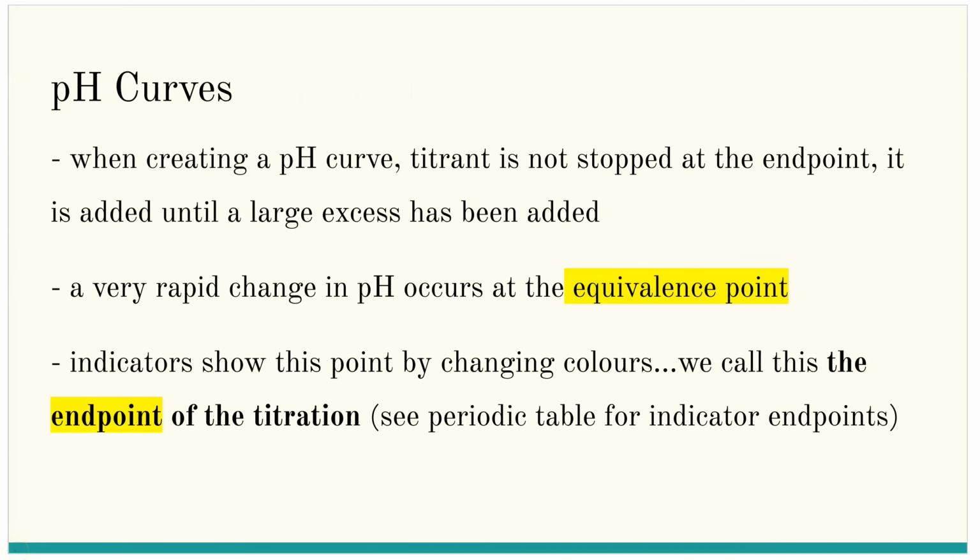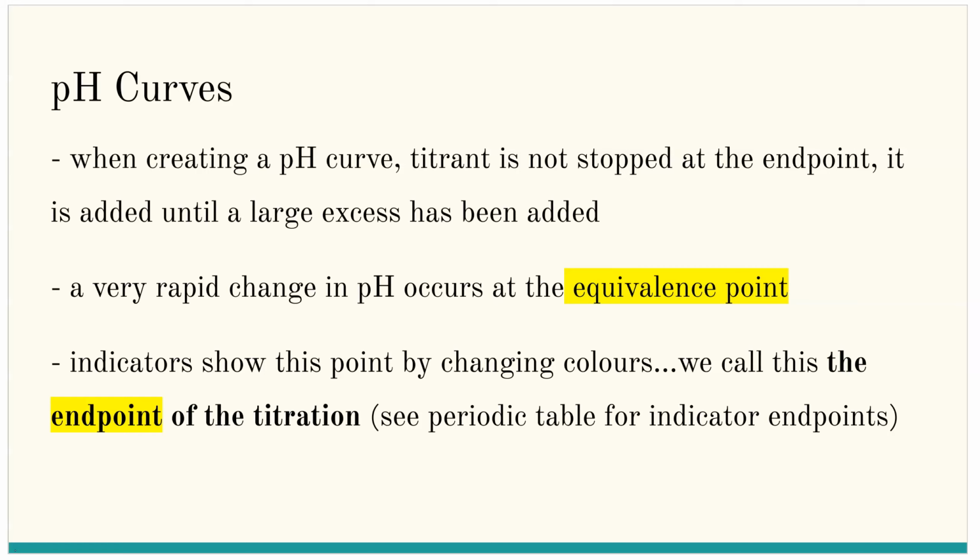In creating a pH curve, the titrant is added slowly and a pH reading is constantly taken, and the titrant is not stopped at an endpoint like we do in a typical titration. It is added until there is a large excess that has been added to the solution. So we see a pH change through the whole spectrum.